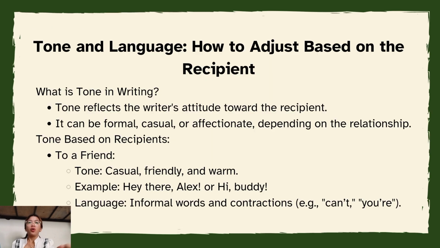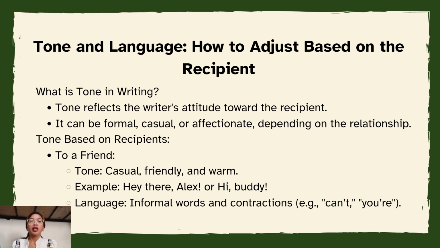So, what is tone in writing, and how do we adjust it based on the recipient? The tone in writing reflects the writer's attitude toward the recipient. It can be formal, casual, or affectionate, depending on the relationship.